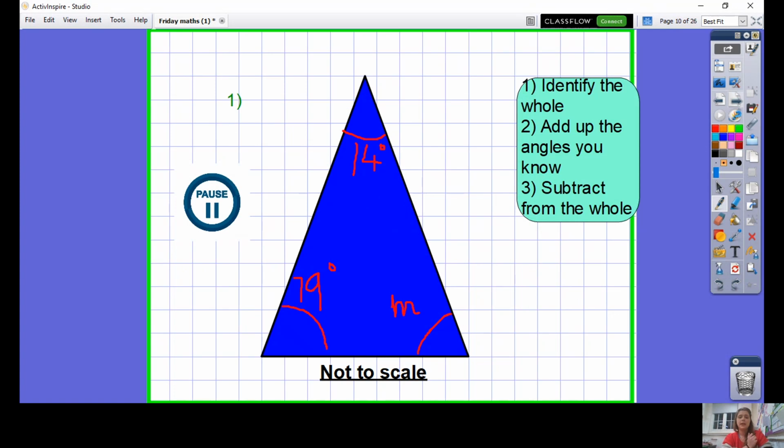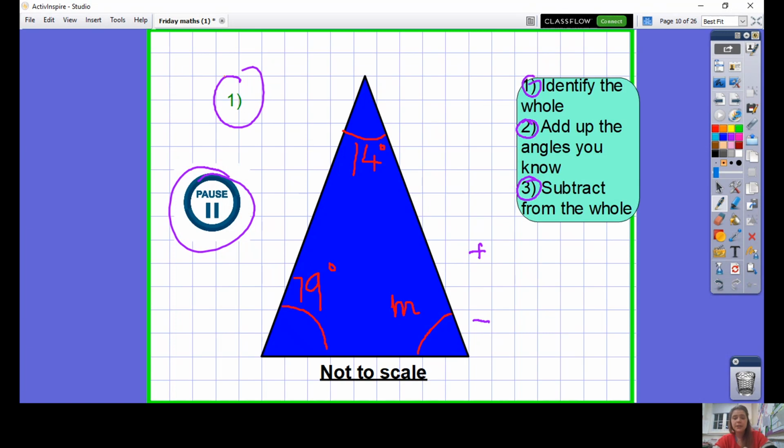Okay, it's your turn to try this one. Remember, I want to see two calculations. Your first calculation will be an addition, and your second calculation a subtraction. Identify the whole, add up what you know, and subtract it from the whole. Please pause the video and try question 1 on your piece of paper. Make sure you label it clearly as question 1, and remember I need to see both calculations.